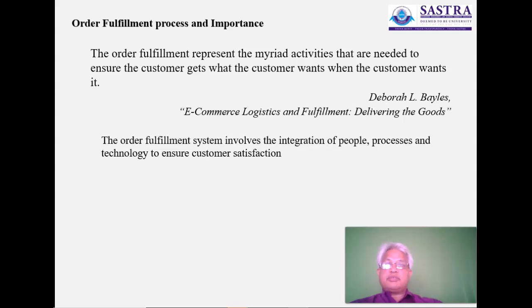Order fulfillment is a process, and every process has activities. Like that, order fulfillment is a set of activities that is defined by its processes, and it is required to ensure that the customer gets what the customer wants when the customer wants it. For this reason, the order fulfillment system involves an integration of people, processes, and technology to ensure customer satisfaction. Why is it so important?